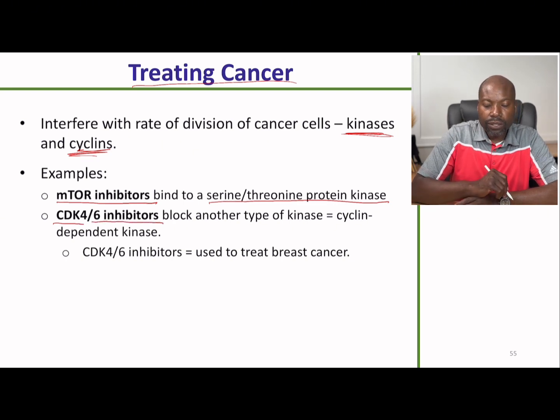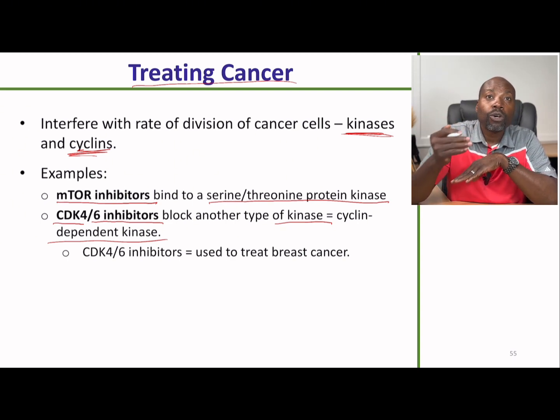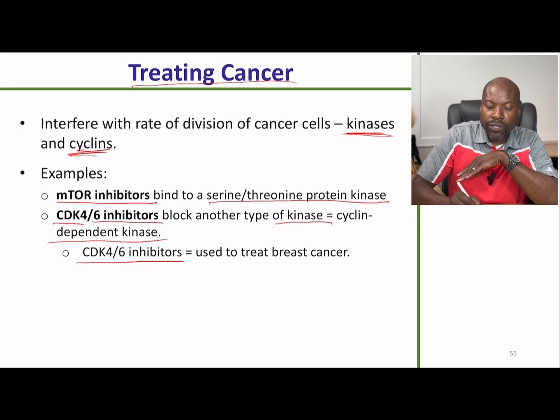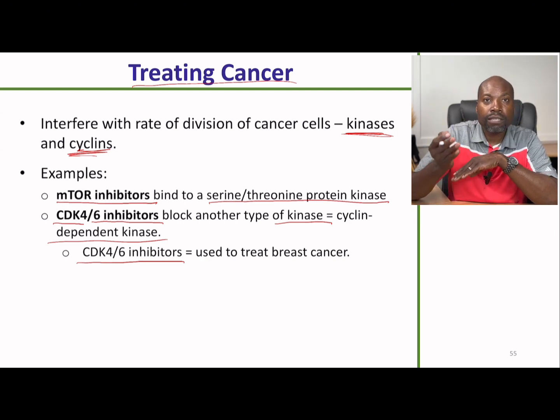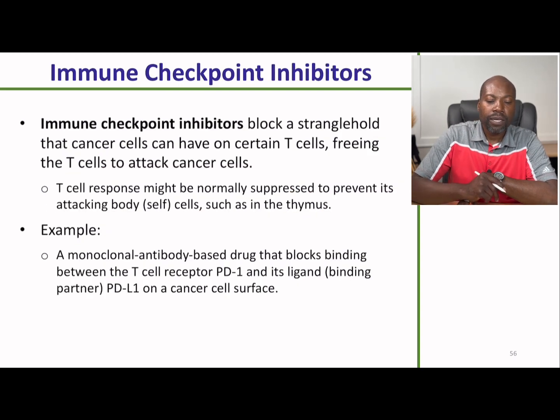CDK4/6 inhibitors are going to be these inhibitors that are targeting kinases and cyclin-dependent kinases, right? These cyclin-dependent kinases are also involved in the signal transduction pathway, which again is involved in cell division, okay? So CDK4/6 inhibitors have been successfully used in treating breast cancer, for instance.